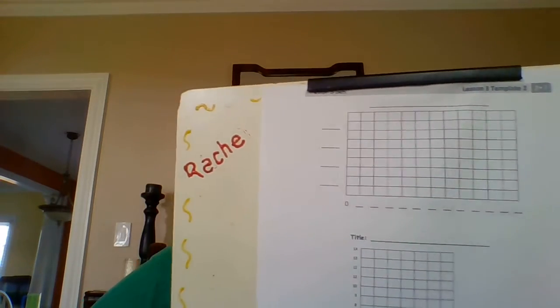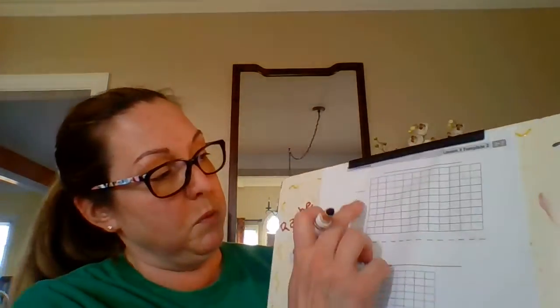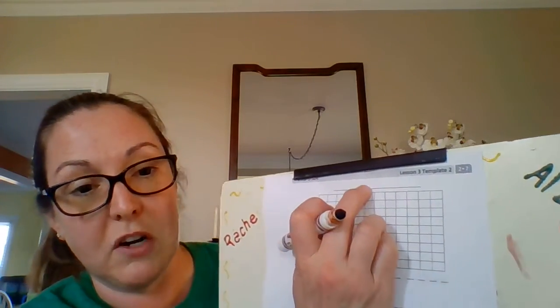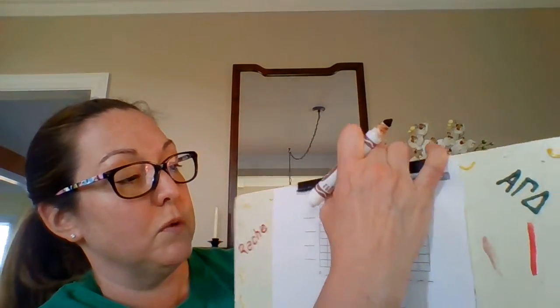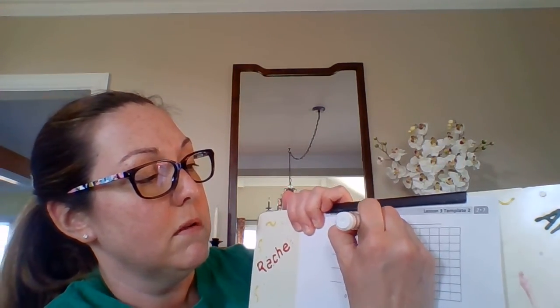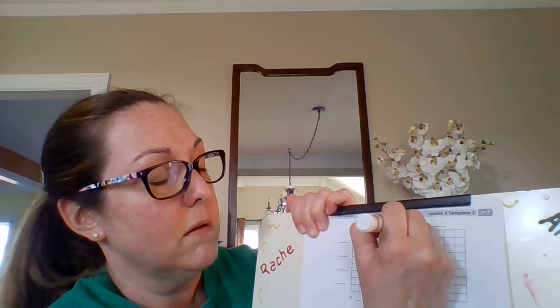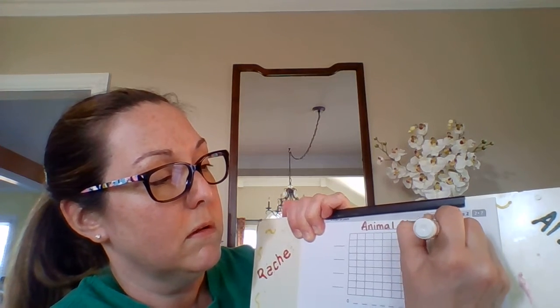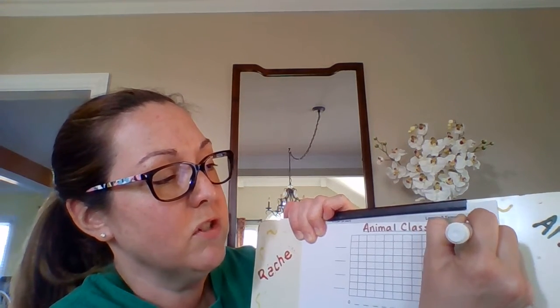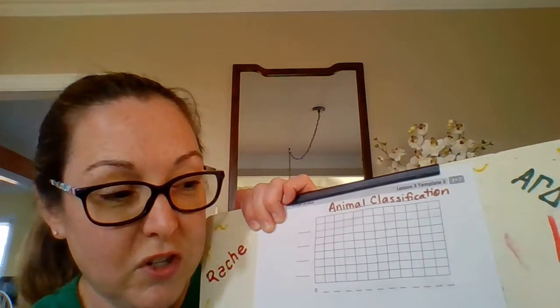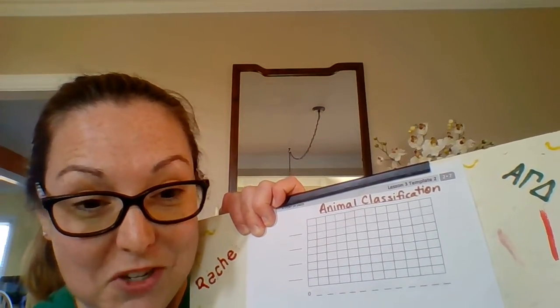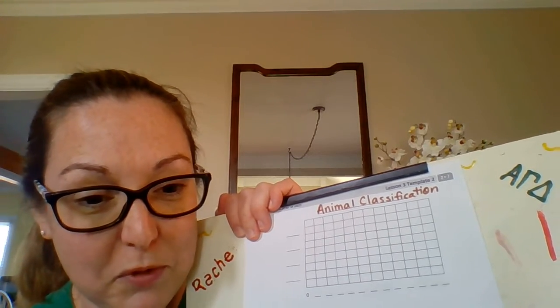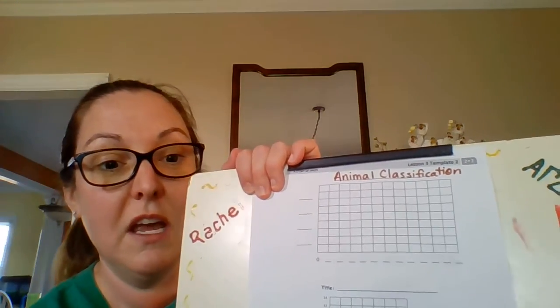So all along the side here, this is where our categories would go, and then up here is our title. The title of this information is animal classification, so you would write that up here. And usually, if you're not sure what the title should be for your graph, it's usually the title of the chart where the information is. You can just take it right off the table or the chart where your data is held.